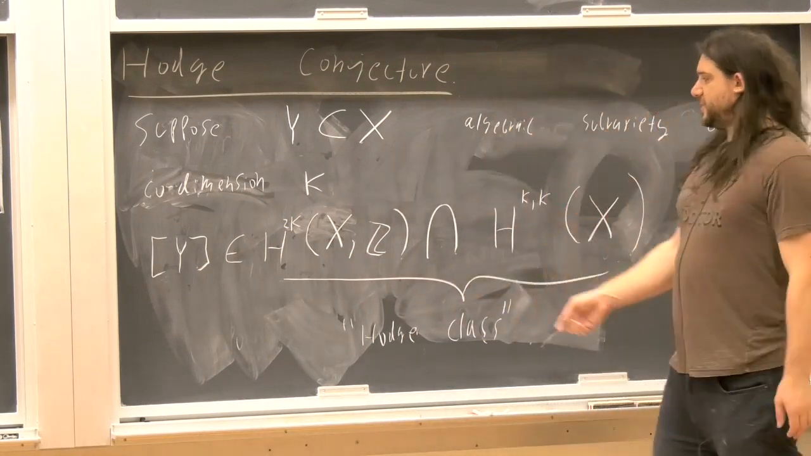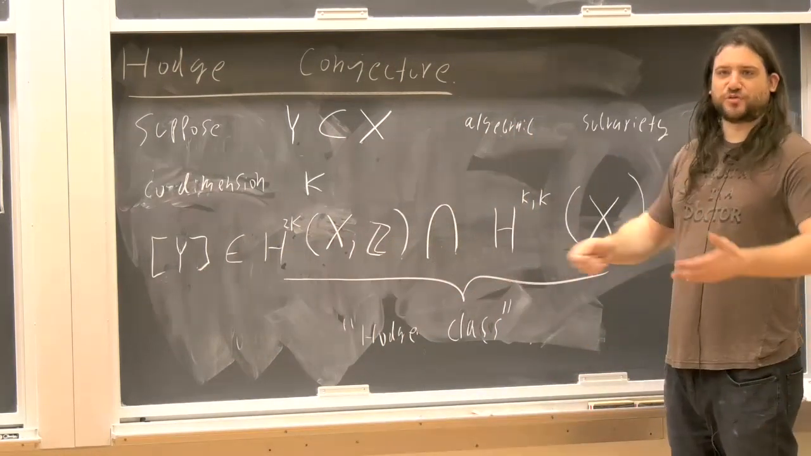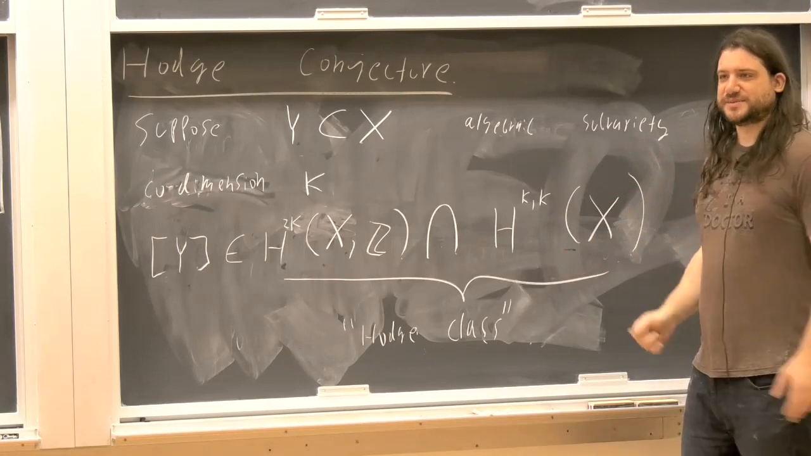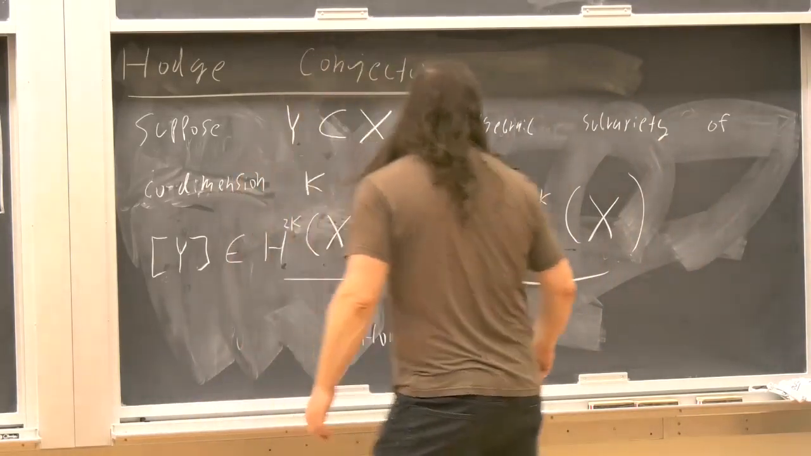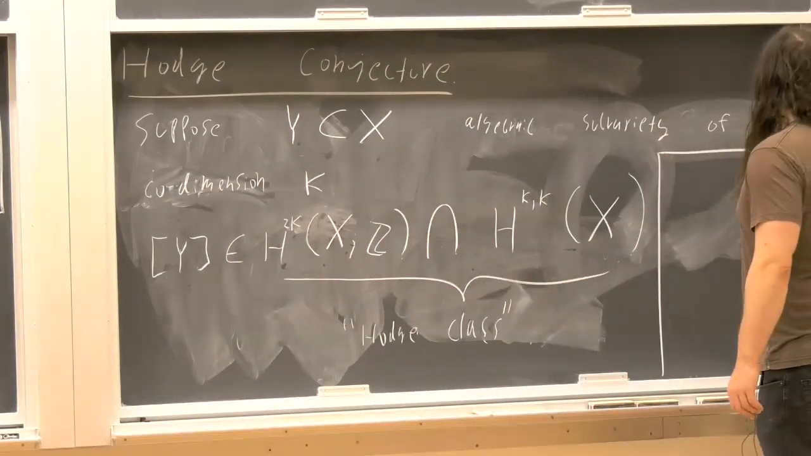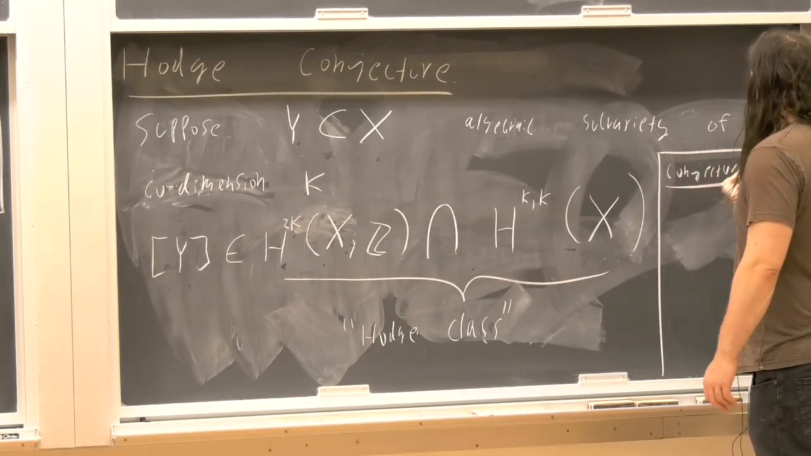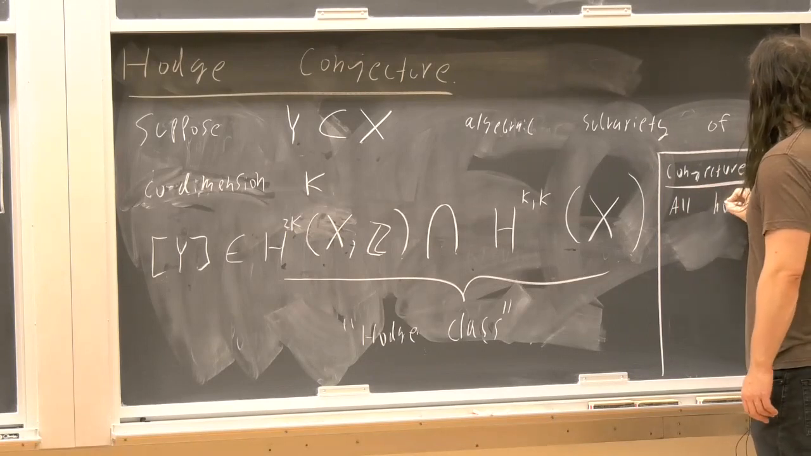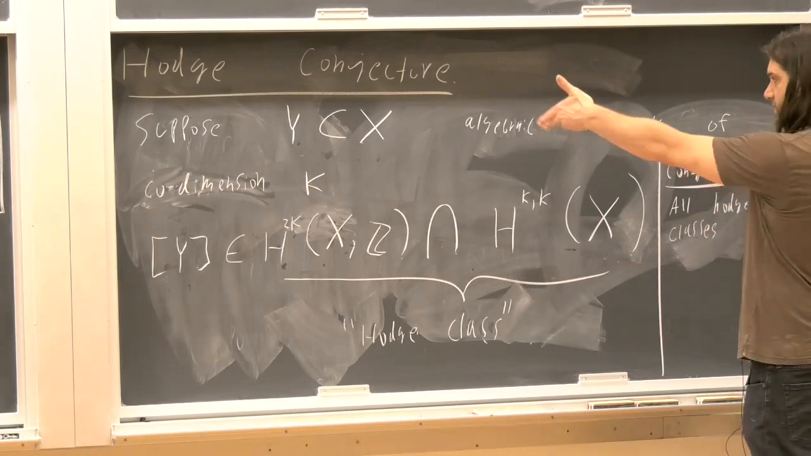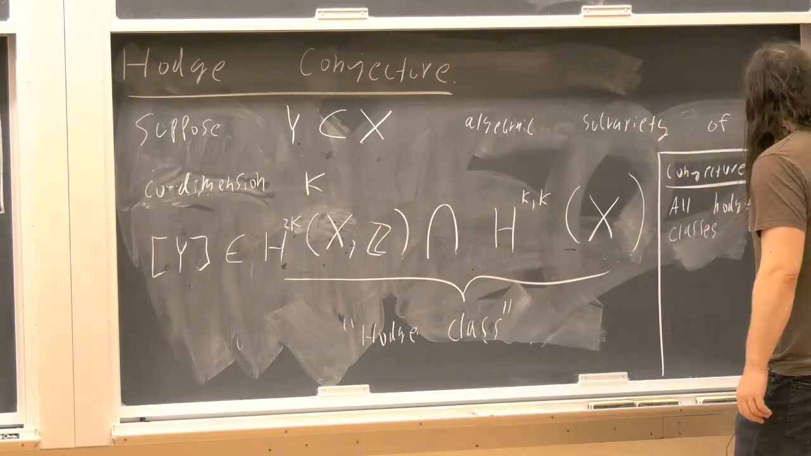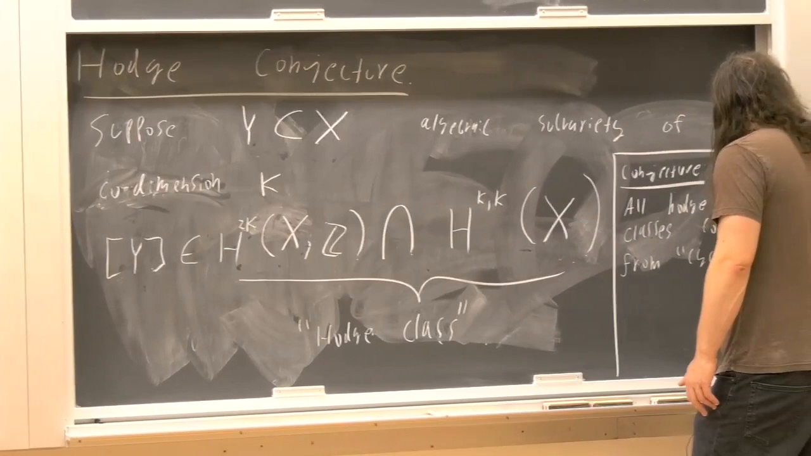And these are very rare, simply because this is a lattice, and this is a proper vector subspace. So they have no reason to intersect sort of generically. It's a big coincidence if these two things intersect. And so the Hodge conjecture is that all Hodge classes come from algebraic subvarieties or cycles in this way.